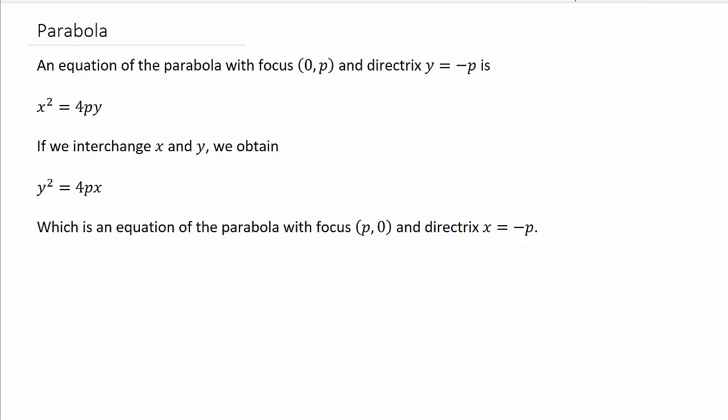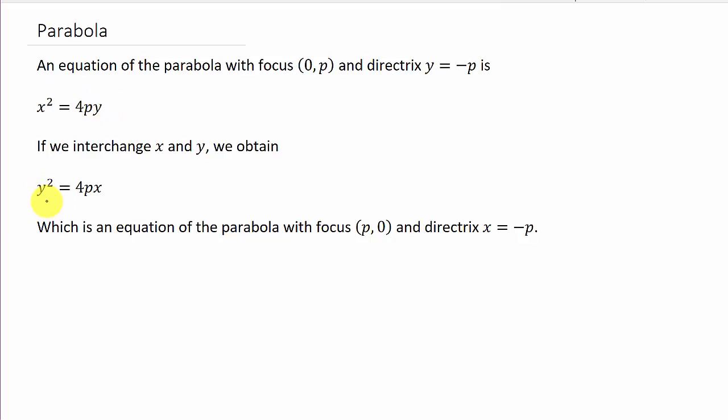Alright, so in this video we're going to look at finding the equation of a parabola. But before we do, let's take a look at the equations. The equation of a parabola, we have x squared equals 4py. Well, that's a parabola that's going to either open up or down because the x is squared. And whether it opens up or down is going to be based on what value p is.